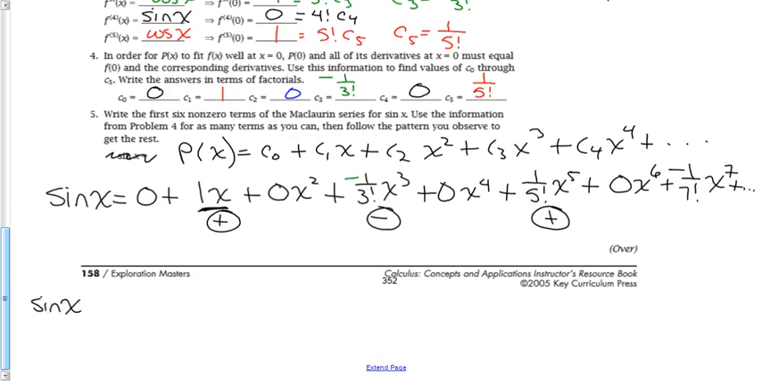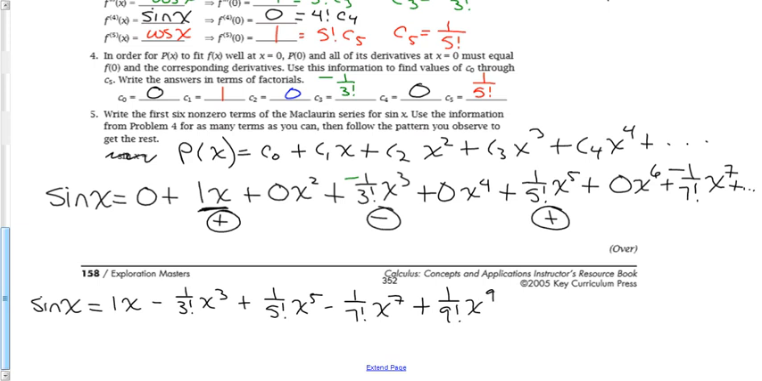So sine of x should be approximately 1x, or just x, minus 1 over 3 factorial x cubed plus 1 over 5 factorial x to the fifth minus 1 over 7 factorial x to the 7. I could continue this on. And that's the whole point. It should be infinite, etc. So that's the basics of how you create a power series for any given function.